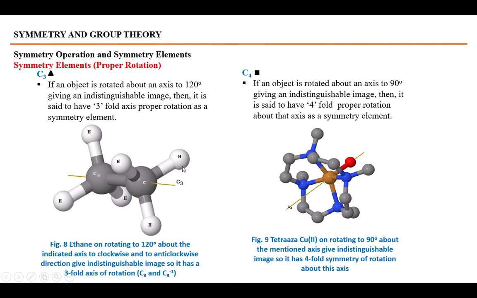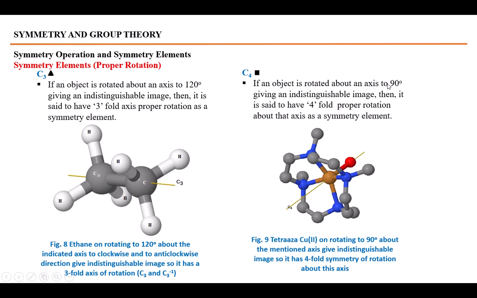If you rotate this ethane molecule by 120 degrees, this hydrogen would take the position of this hydrogen because the rotation will be done like this. This hydrogen would take the position of this and this hydrogen would take the position of this. So the molecule will give you the exactly indistinguishable image after rotation by 120 degrees. And whenever you divide 360 by 120 degrees, you get 3. So C3 symmetry exists here. A C3 axis of rotation exists here passing through both carbon atoms in the ethane molecule.